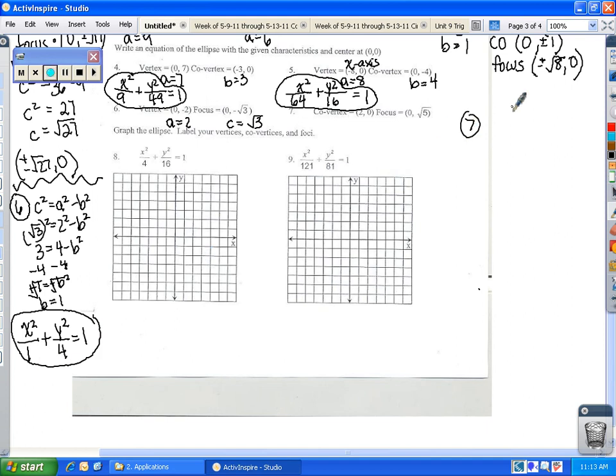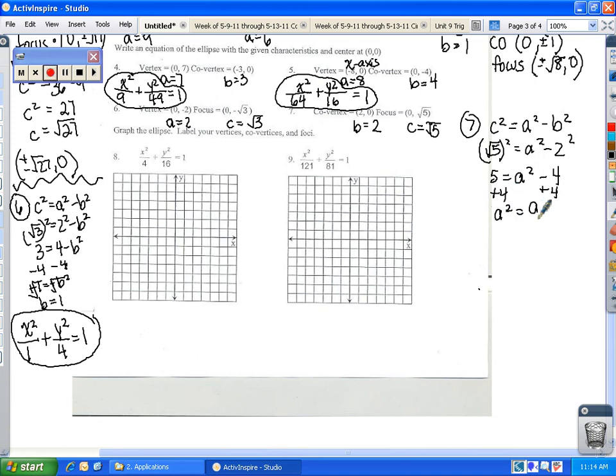Number 7. Again, your covertex this time, they give you the b value as 2, and your focus point, they give you the c value of root 5. So again, I'm going to have to start with c squared equals a squared minus b squared. c is root 5, so root 5 squared equals a squared minus 2 squared, because I know the b. So 5 equals a squared minus 4. Add 4 to both sides. A squared equals 9, and the square root of both sides, a equals 3.